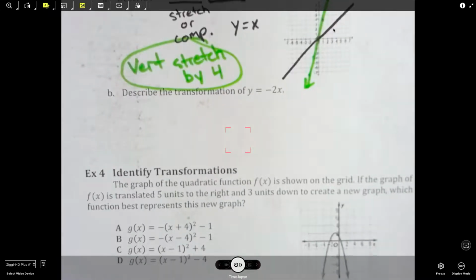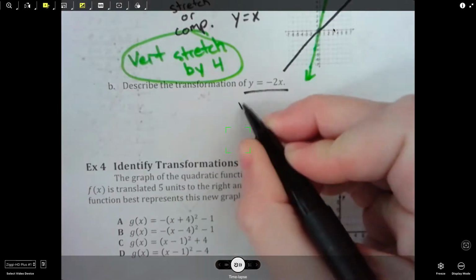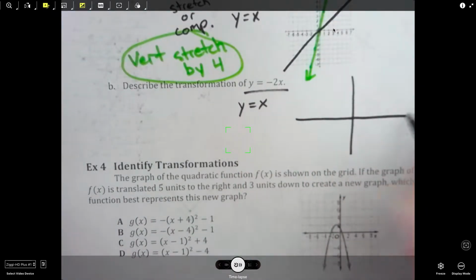All right. Now, B. Don't laugh at me. What is here if you strip everything else away? y equals x. They don't, for some reason, have a graph here, so we're going to make one. Here's my y equals x graph.